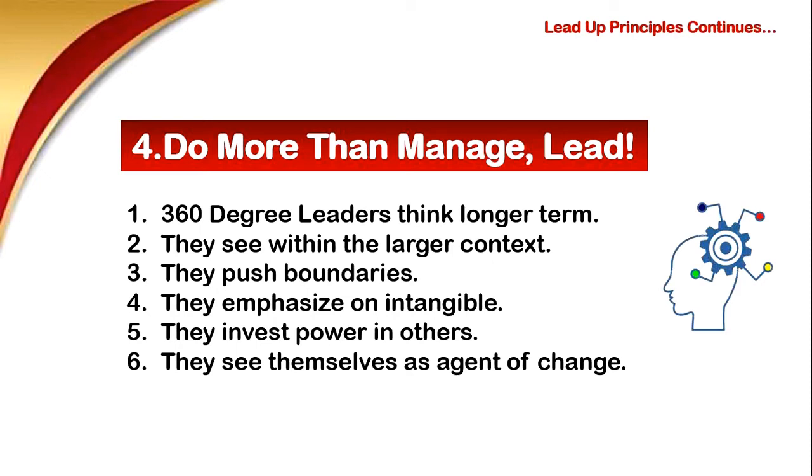You can find many people who only emphasize on tangible objects, but the 360-degree leaders emphasize on both, tangible and intangible. Number five, they invest power in others. Sometimes they sacrifice their interest for others' interest. So they have this kind of sacrifice attitude. Now they see themselves as agents of change. Okay, they know that the process in an organization is an ever-changing process, so they want to be the reason behind that.